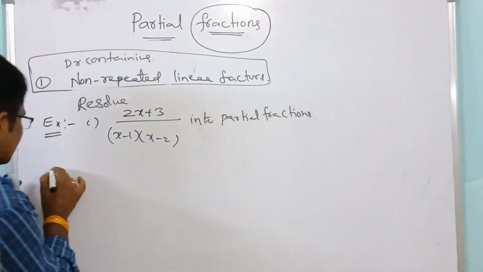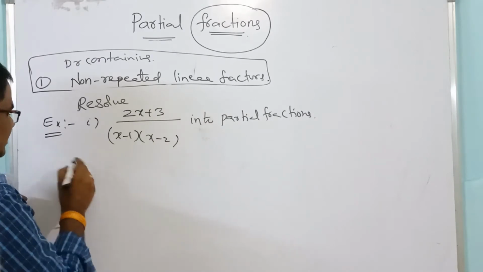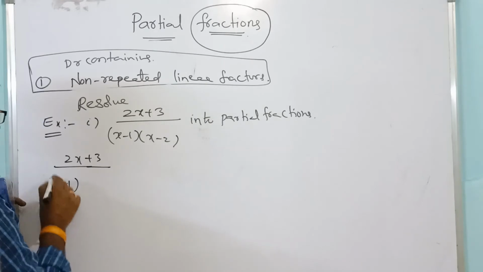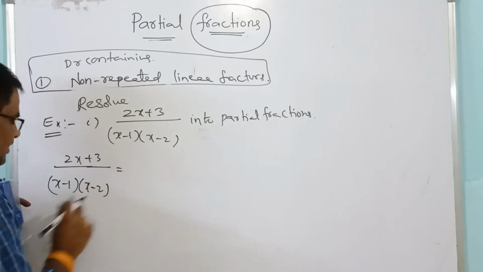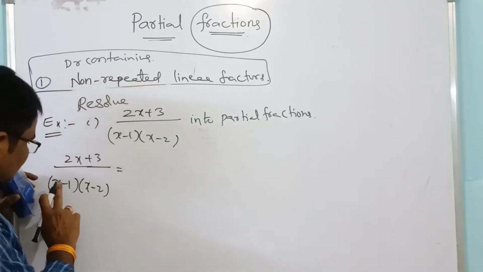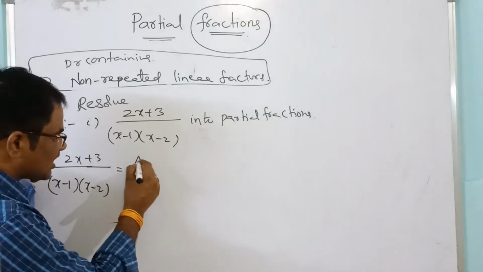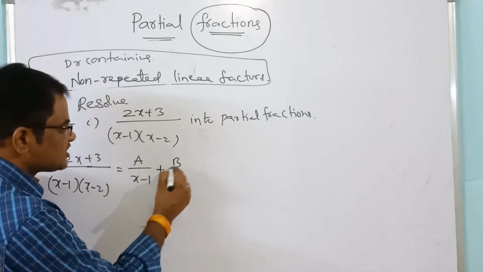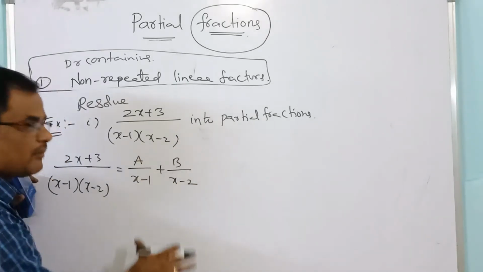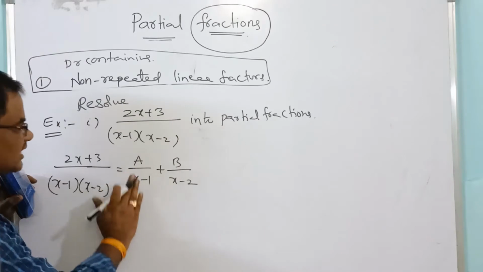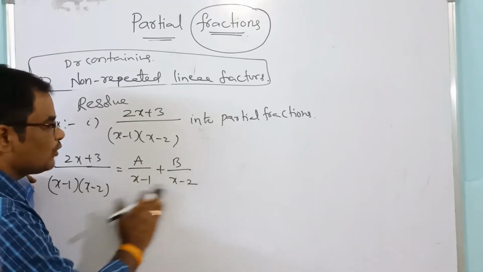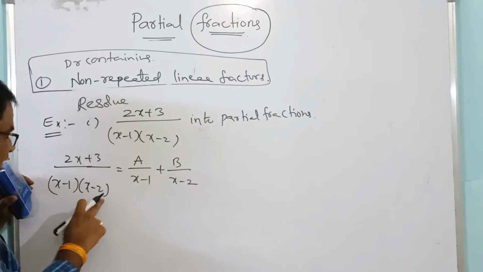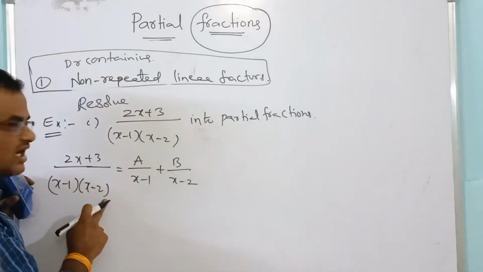So for that, take this one as it is: 2x plus 3 by x minus 1 into x minus 2. Here linear factors are there, no? For the linear factor we have to write constant by linear, and second constant by second linear. This is one procedure to find the sum of two proper fractions, right? Now, what did you write for the denominator only? For all these problems we are observing the denominator only.